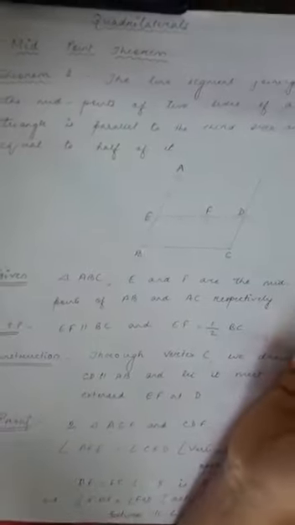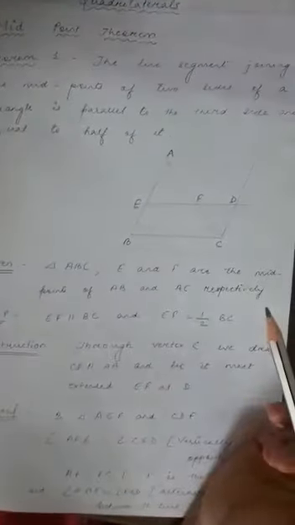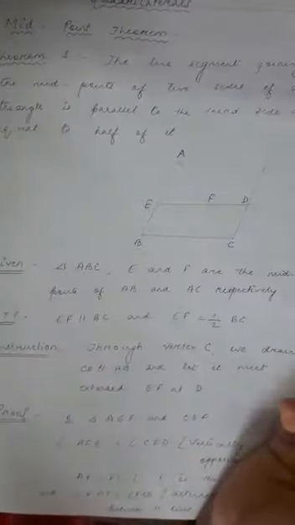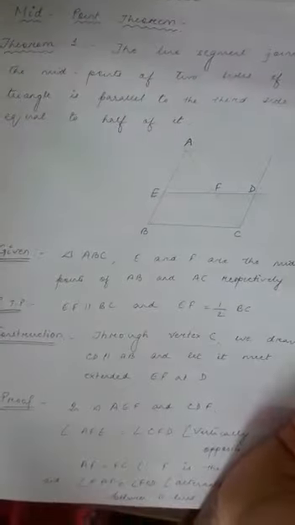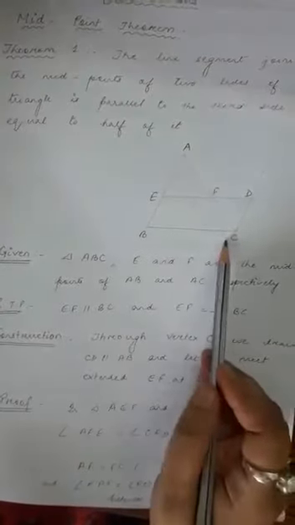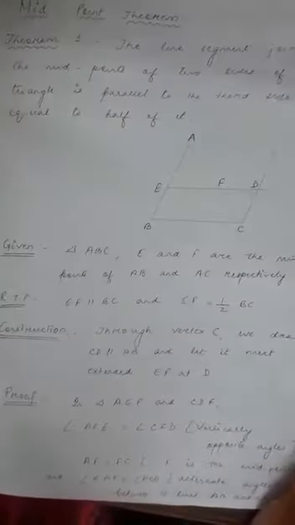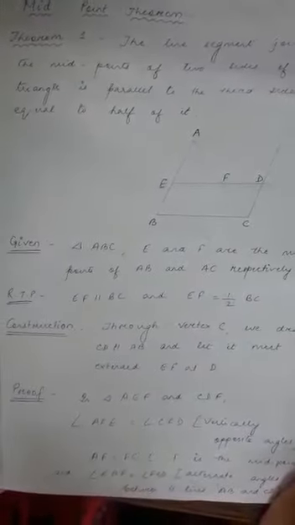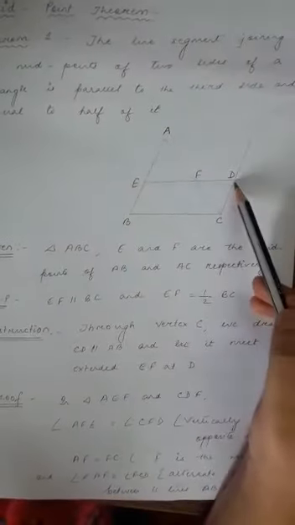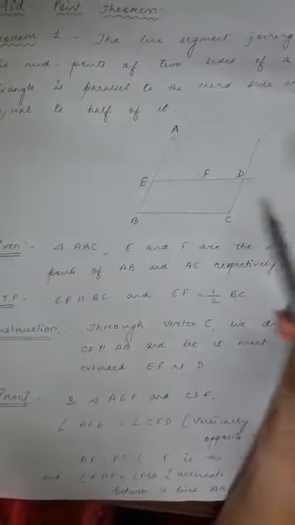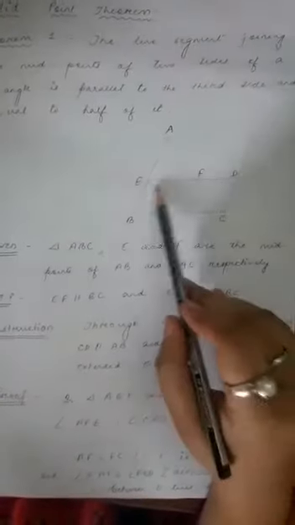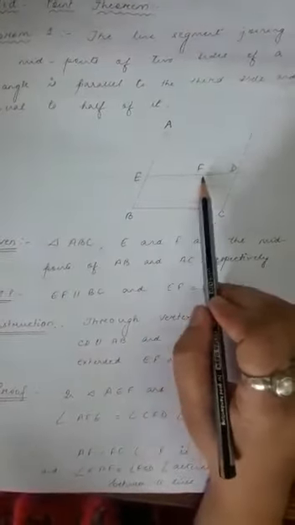For this, we have drawn this diagram and it is given that ABC is a triangle where E and F are the midpoints of AB and AC respectively. We need to prove here that EF is parallel to BC. Also, EF is equal to half of BC. For this, we have drawn a construction in which through the vertex C, we draw CD parallel to AB, and when we extend the line EF, it meets the line CD at the point D.